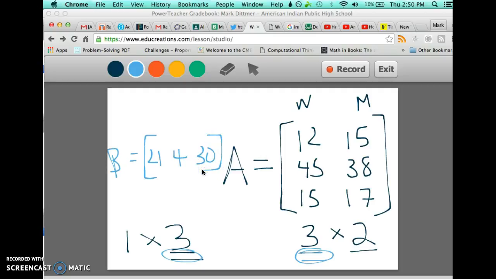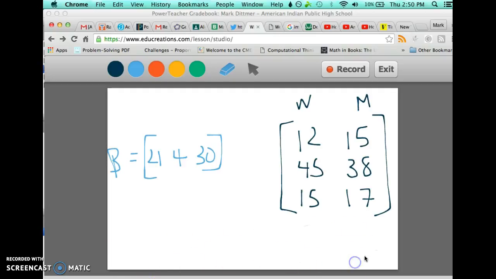So now I'm going to multiply 21, 4, and 30 by this. I'm going to multiply this times this. And when I multiply a 1 by 3 times a 3 by 2, I get a 1 by 2. So the 21, the 4, and the 30 go with the first column, and my answer is going to be a 1 by 2. So the 21 times 12 is 252.